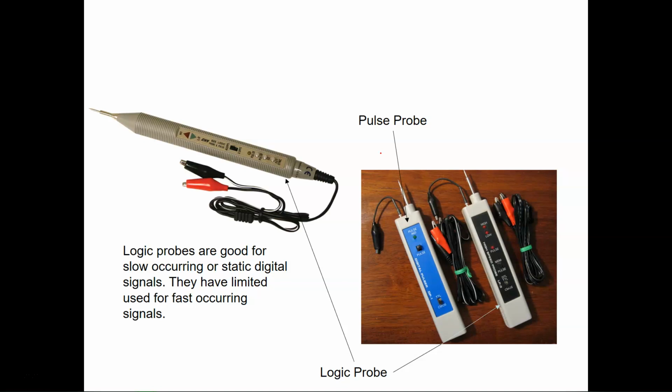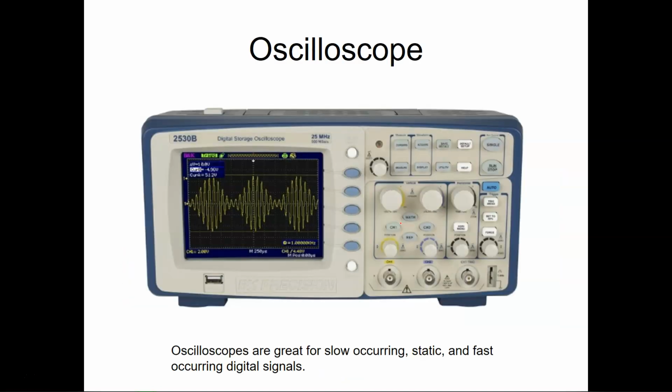So this is what's called a pulse probe. Logic probes are good for slow occurring or static digital signals. Not really so good for fast occurring signals. So if you have something that's pulsing up and down at a really rapid rate, these guys can't really see it. They just can't really do that very well.